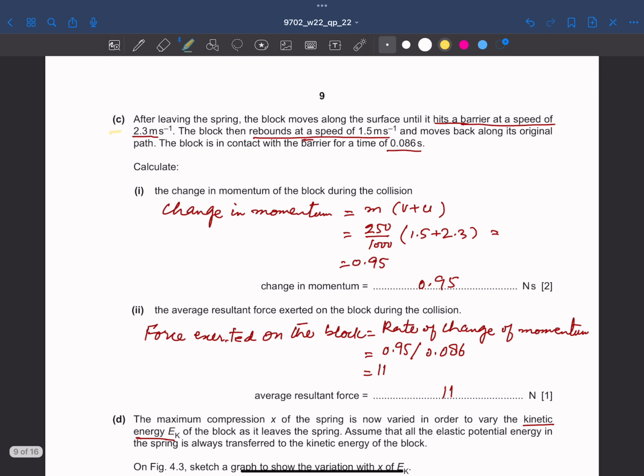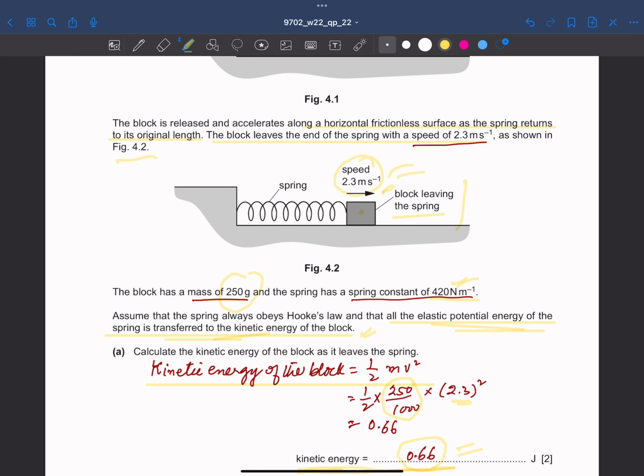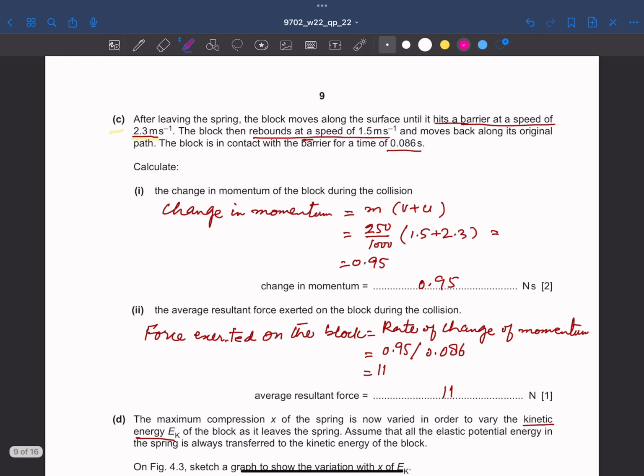In part C, after leaving the spring, the block moves along the surface until it hits a barrier at a speed of 2.3 meter per second. So what is happening? Suppose you will hit this support, and then of course what will happen, you can say have a sort of rebound situation. The block then rebounds at a speed of 1.5 meter per second and moves back along its original path. That is, the block is coming here, and after the collision it is going back. So this is the situation over here of the block.